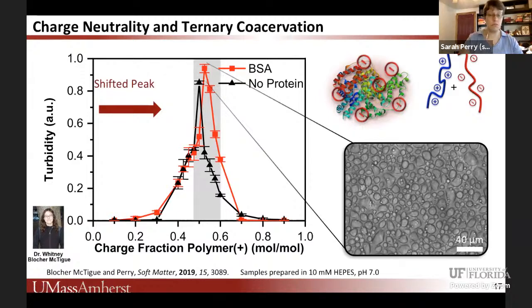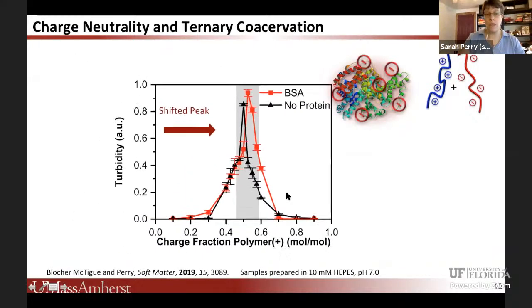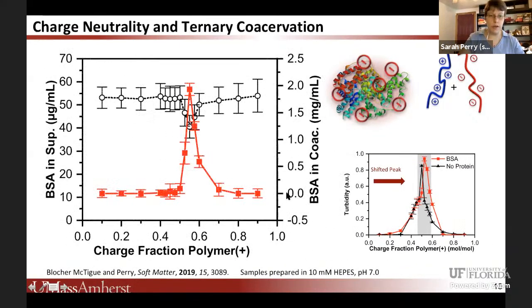And that makes intuitively good sense, right? You threw in something that is negatively charged, you're probably going to need a little bit more polycation to neutralize the entire system. And then we can still form nice coacervates. But looking beyond just their turbidity, we want to know where the protein is. We want to quantify this.